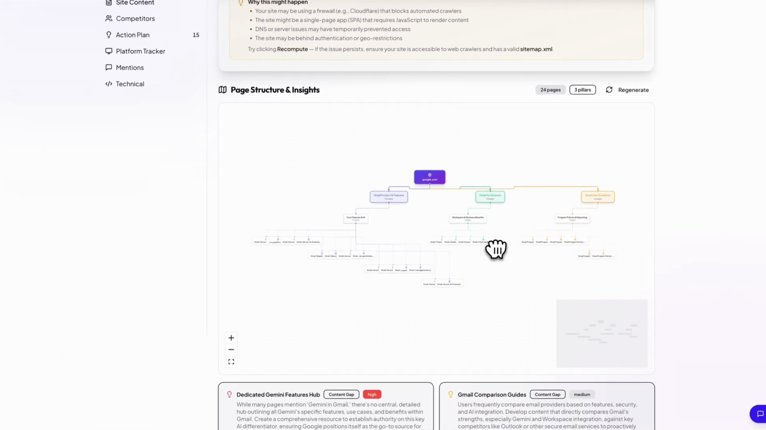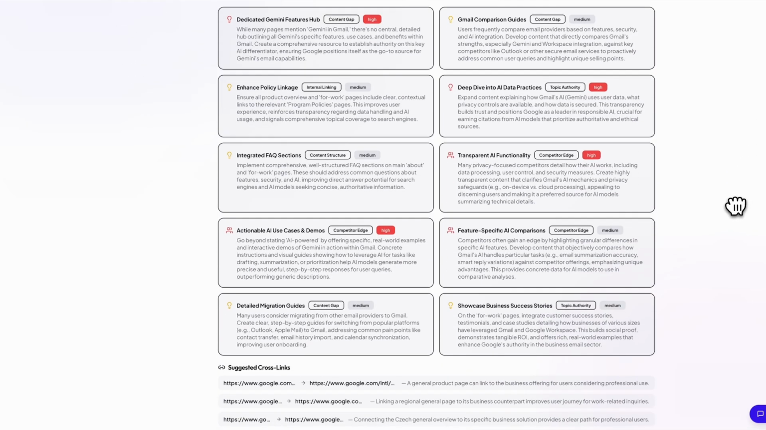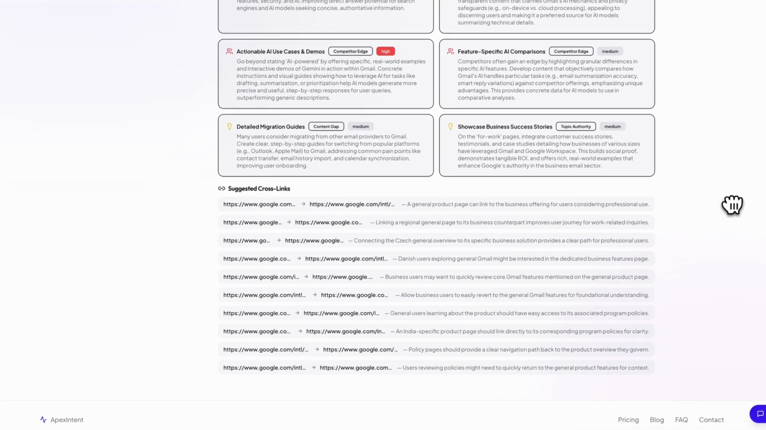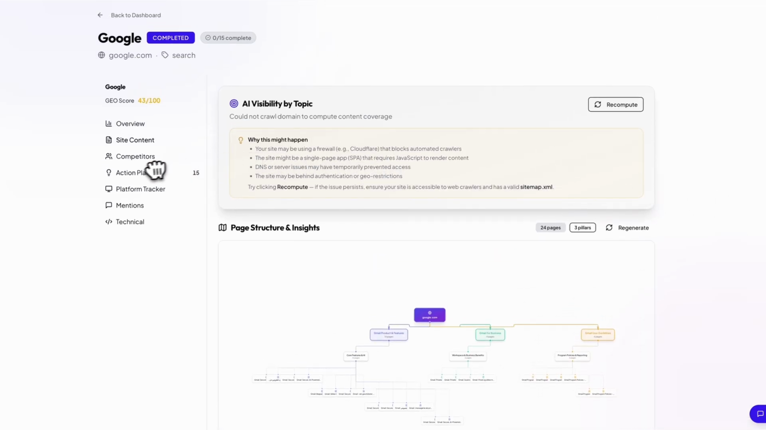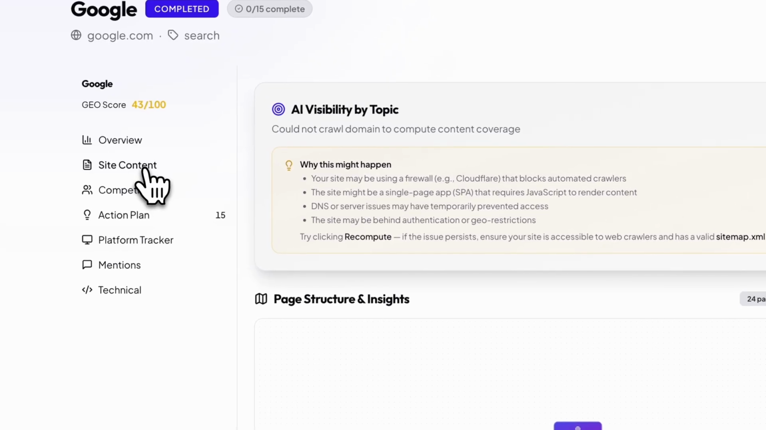Start by identifying web pages that are either too shallow or disconnected. If a topic doesn't branch out properly, it signals weak authority to AI systems. From here, you can expand supporting pages or strengthen internal linking to reinforce that topic.